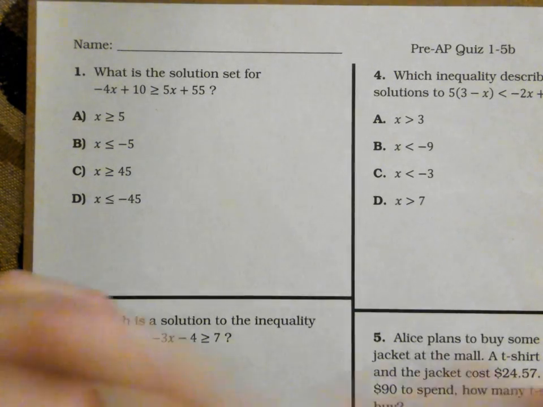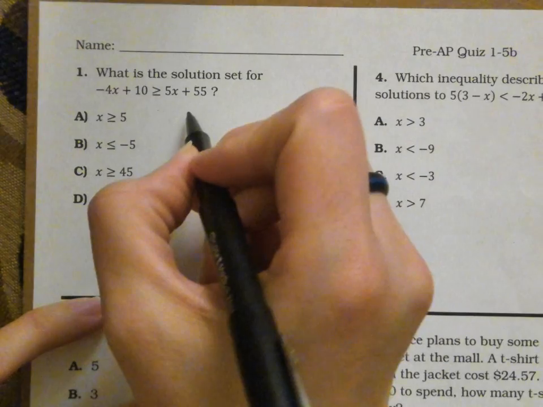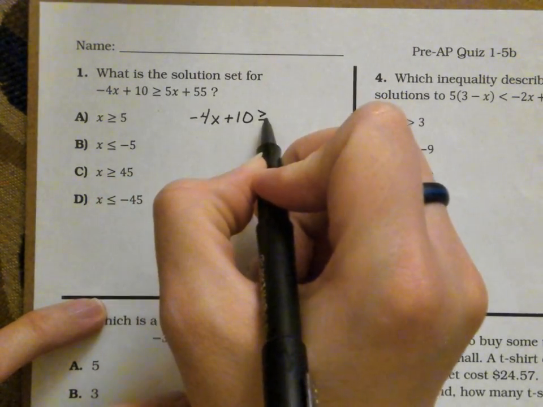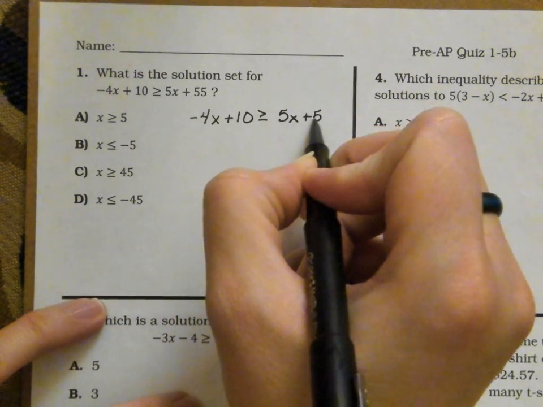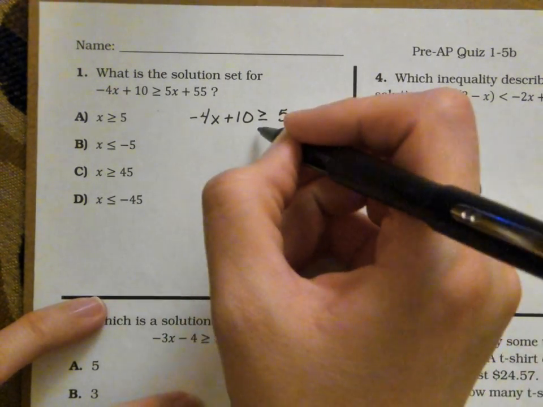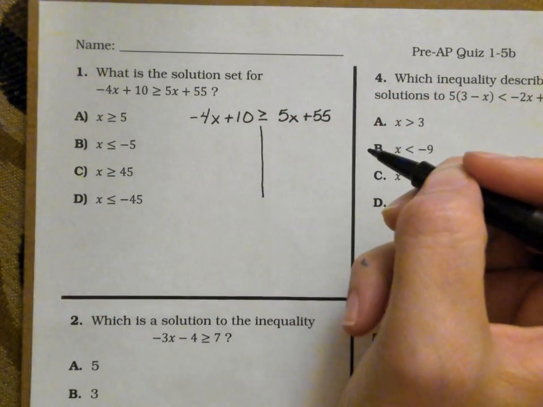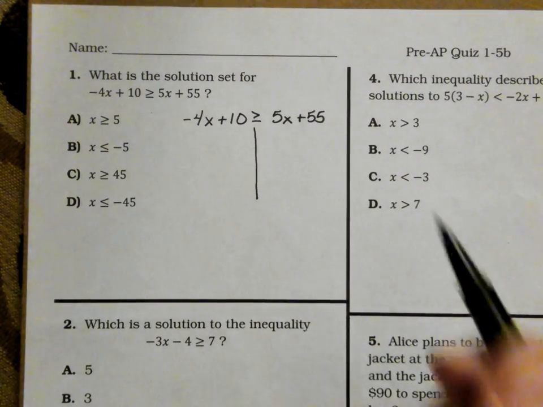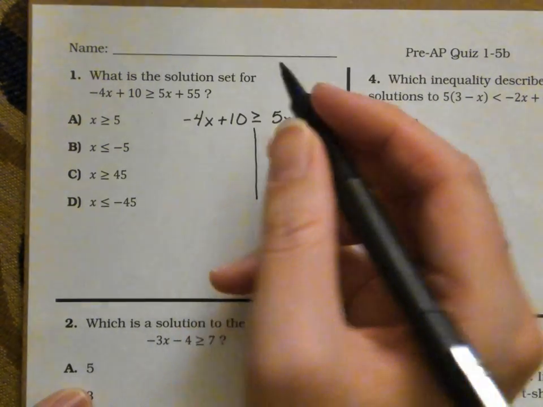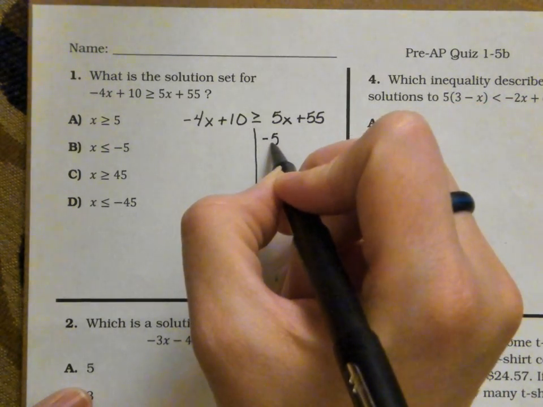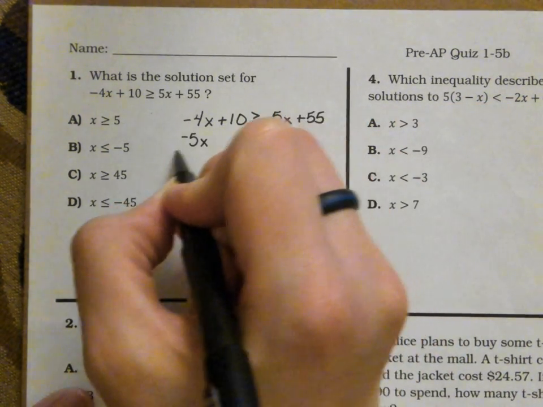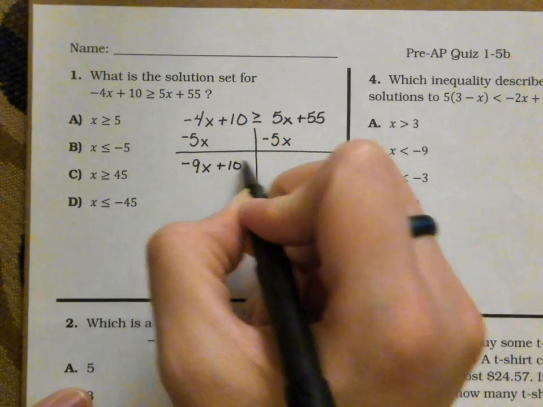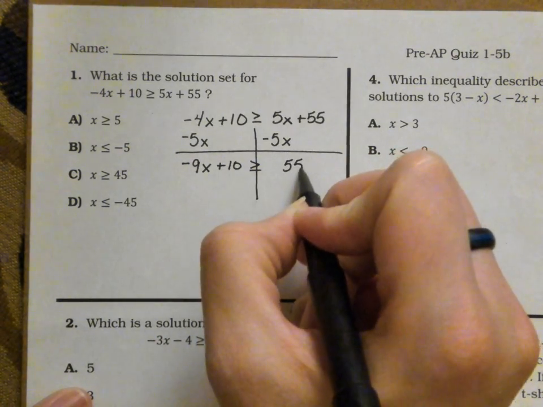So number 1, what is a solution set for, and go ahead and rewrite this, negative 4x plus 10 is greater than or equal to 5x plus 55. And we're going to solve this brick wall. And we're going to move the variable to the left because on inequalities, I like to have the variable on the left. But that doesn't mean we'll have to deal with some negatives. So we're going to subtract 5x on both sides. Negative 9x plus 10 is greater than or equal to 55.